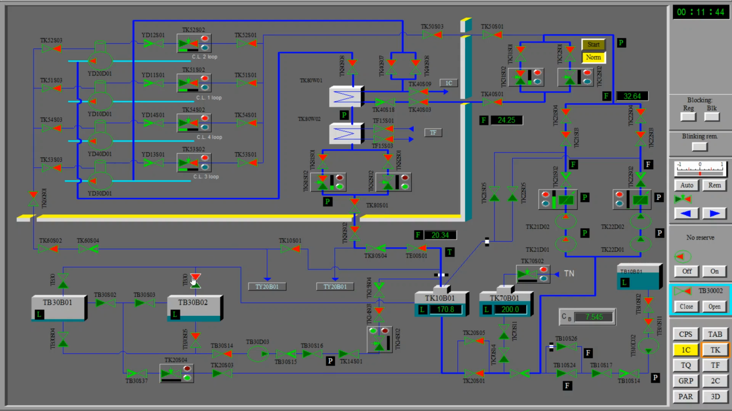So this will feed some water, because we are feeding water into the primary from the circuit. The circuit is going low in level, I guess. So this will level up this tank, the TK10B01, from the TB30B02.